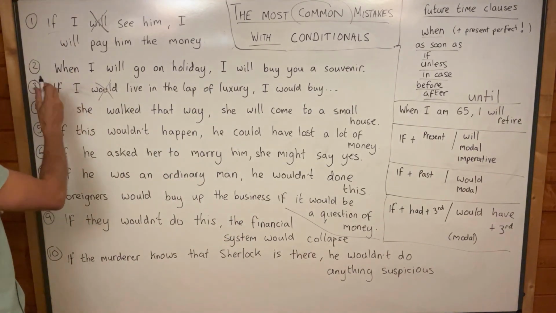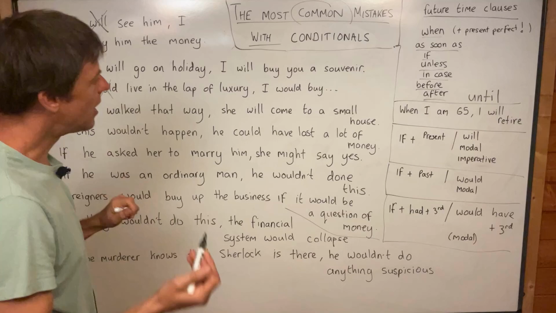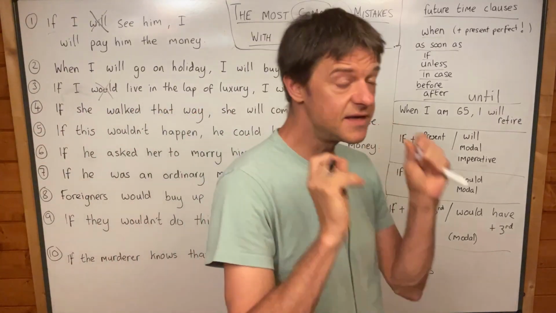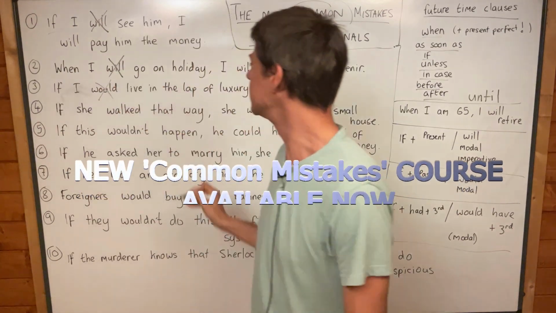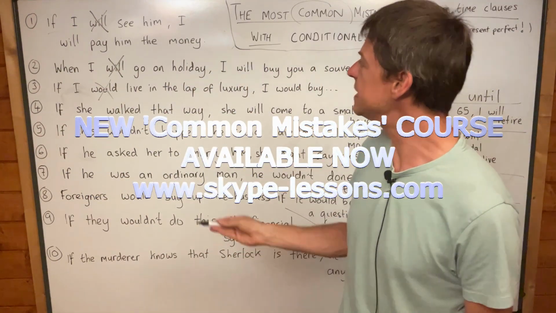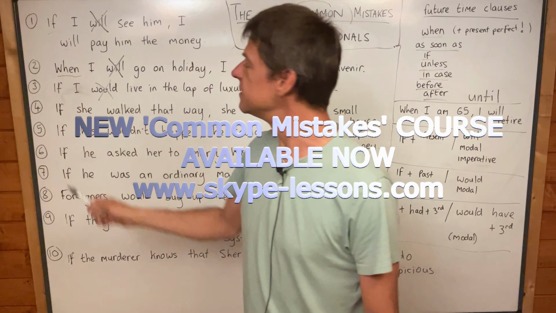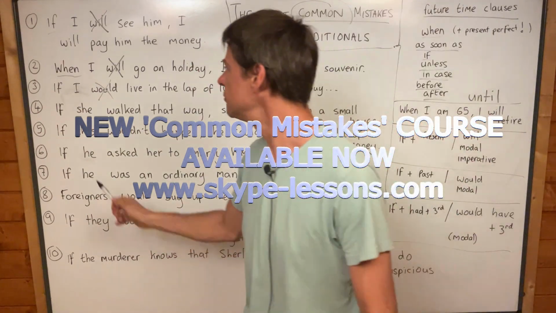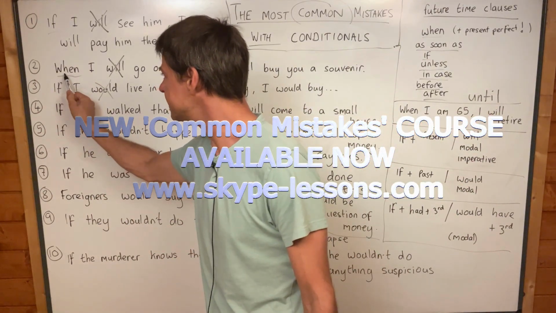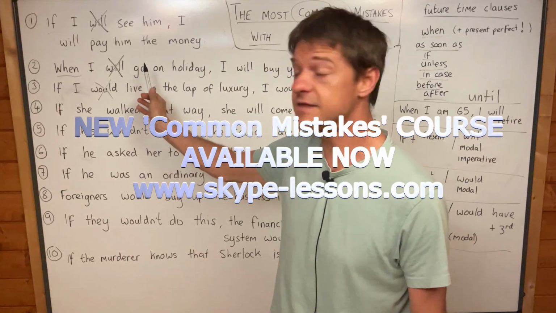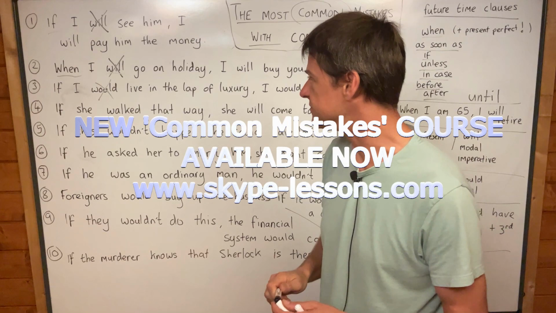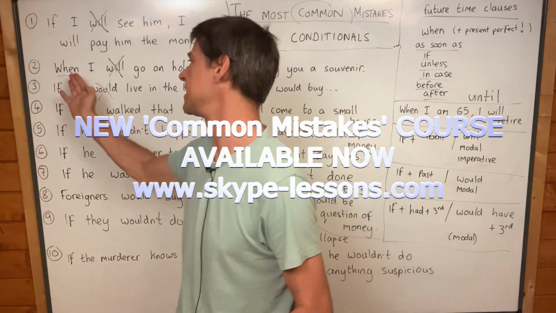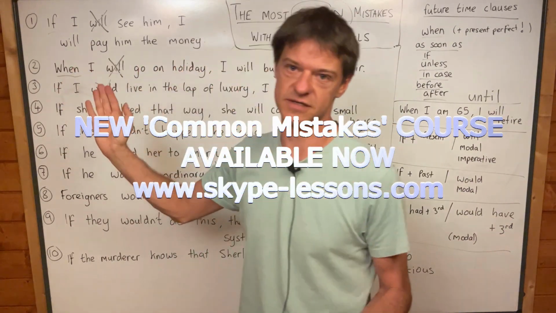Here's number two. Look at the mistake in number two. When I will go on holiday, I will buy you a souvenir. This is wrong. It's got to be when I go on holiday, I will buy you a souvenir, because number two, just like first conditional, it starts with a subordinating conjunction. It's referring to the future, but we don't use will. We don't use future tense when we start with a subordinating conjunction and refer to the future.